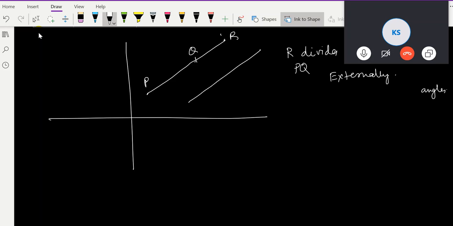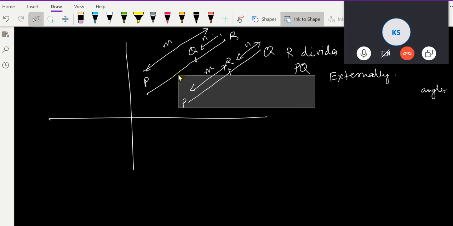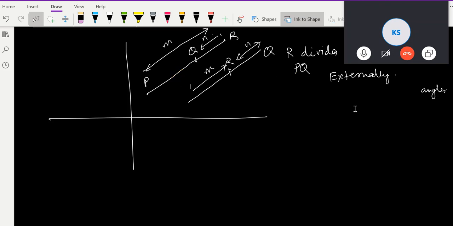If I compare this with the previous one, where R was dividing internally, I saw that this is m and this is n, right? PR is m and QR is n. The same logic holds here. So PR would be m and QR would be n. Clear? This is the difference between internal division and external division, right?